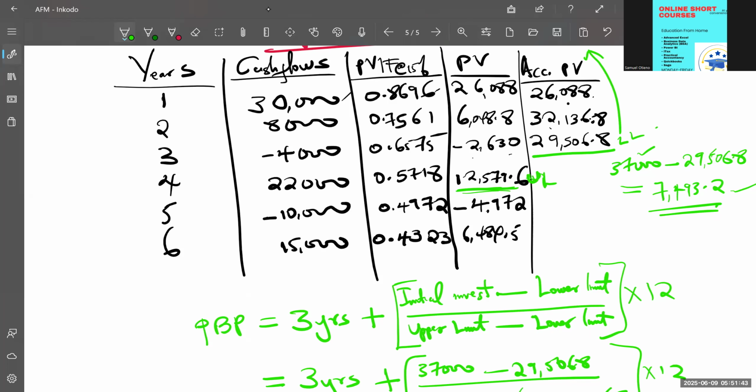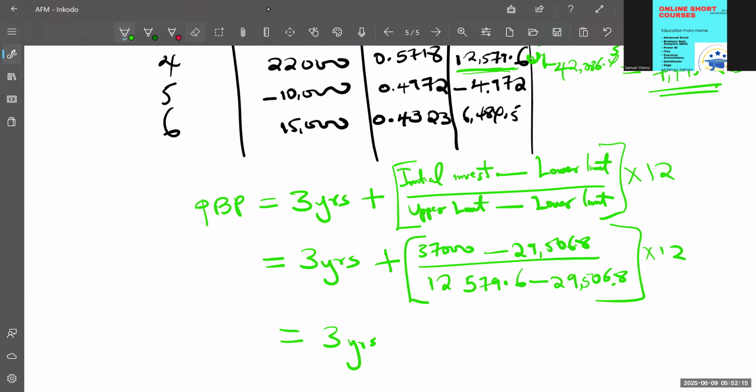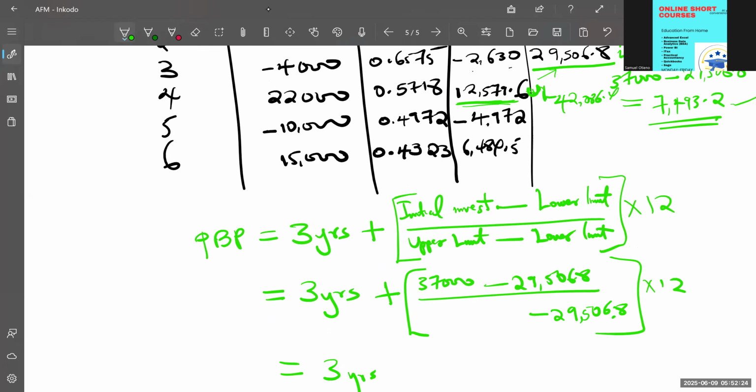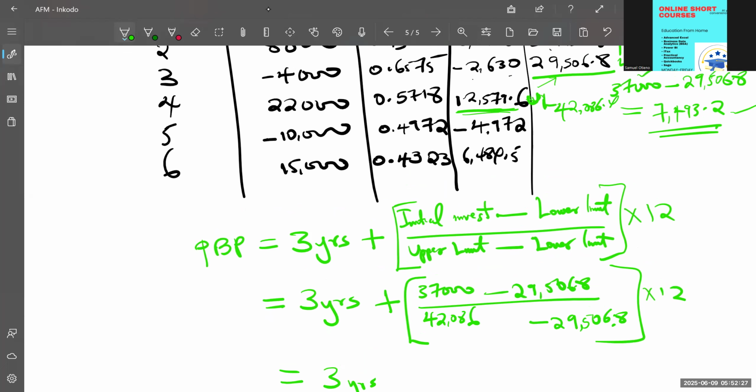You see the upper limit. Oh, I rubbed the upper limit. The upper limit is the total that we are supposed to recover at the end of year 4. Add 29,506 plus 12,579.6. And I remember we got some 42,000. So let me just add it again with 506.8 plus 12,579.6 like that. 42,086.4. That is our upper limit. Not this one here. I think that is what is bringing us issues. So that is 42,086. I believe you now understand what that upper limit is.